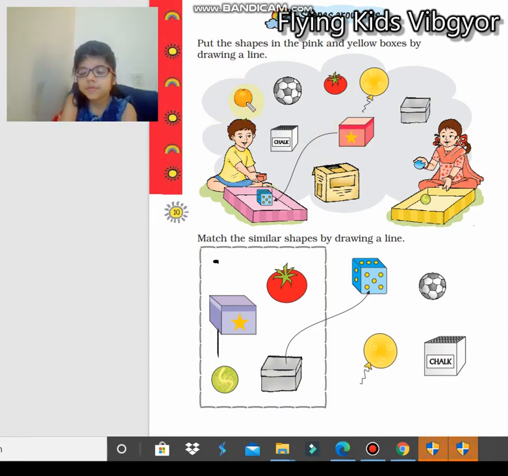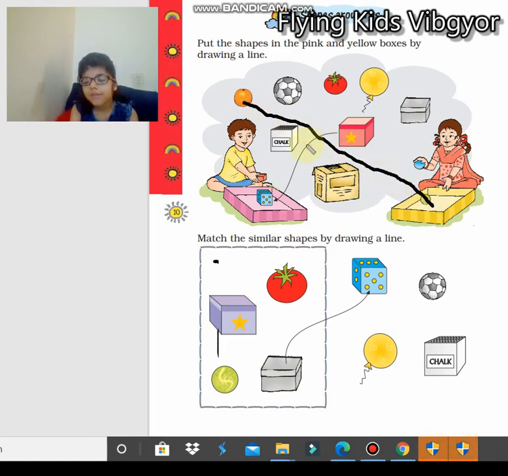This one, the orange, what do you think? Which shape is it? A sphere. Right, a sphere. So which box will it go in? Yellow. Right, let's put this orange into the yellow box.